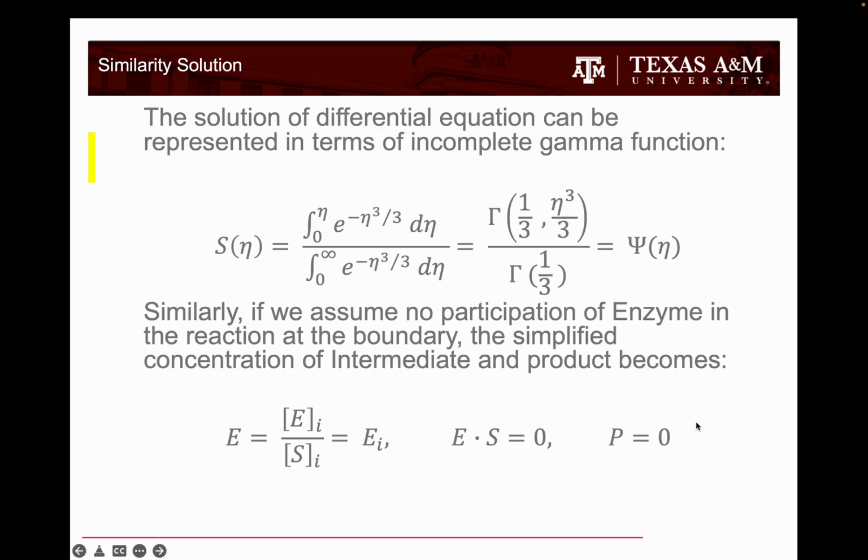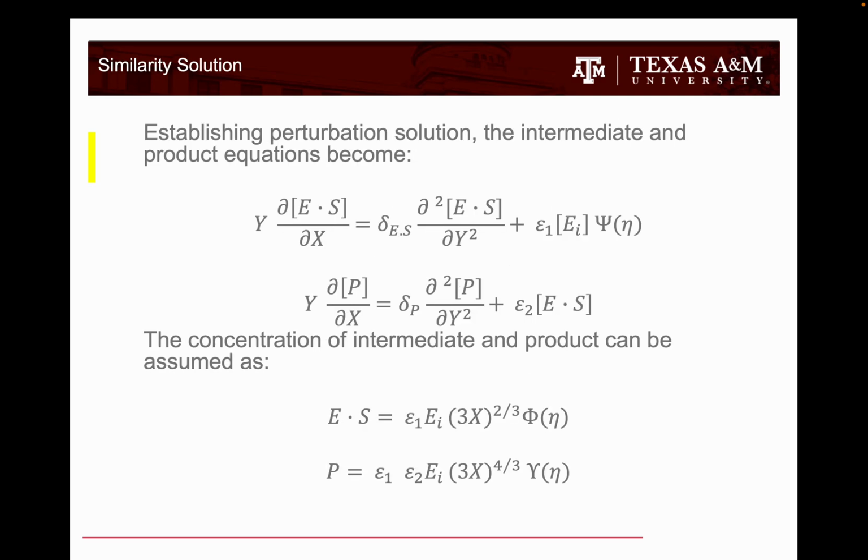this, for which the enzyme concentration is considered to be in excess for microfluidic systems. Now we have all the concentrations of the components without reaction, and now we can establish a perturbation solution. Following that, we get the equations for the intermediate and product concentrations to be this and this.